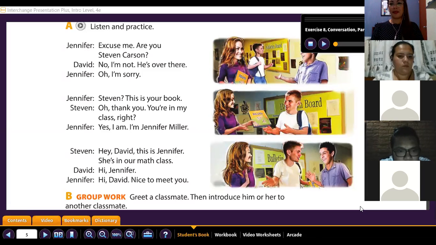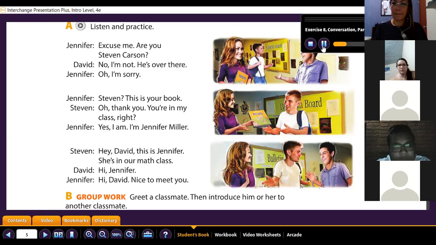Okay. Questions about vocabulary? ¿Tienen preguntas acerca del vocabulario? ¿Palabras nuevas? No. Okay, so I'm going to play it again and you will repeat after you hear. Lo voy a poner otra vez y voy a hacer unas pausas para que ustedes repitan. Page 5, okay. Exercise 8, conversation. He's over there. Part A, listen and practice.